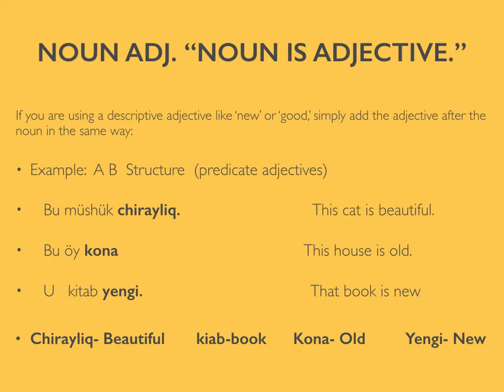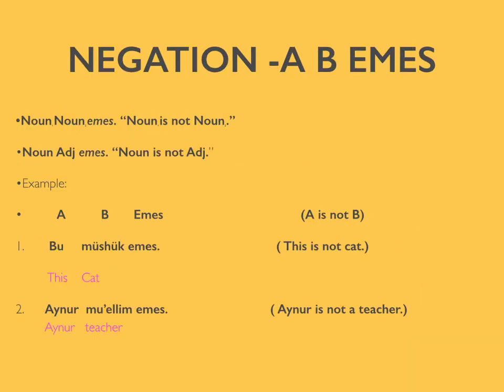Bu müşük çıraylık ms. Bu öy kona ms. U kitap yeni ms. If you just add ms at the end, it becomes the house is not old, that book is not new, the cat is not beautiful. You just have to add it at the end. Remember, you add it at the end. ms. Noun is not adjective.